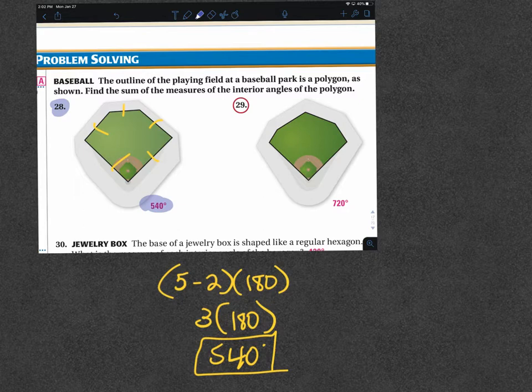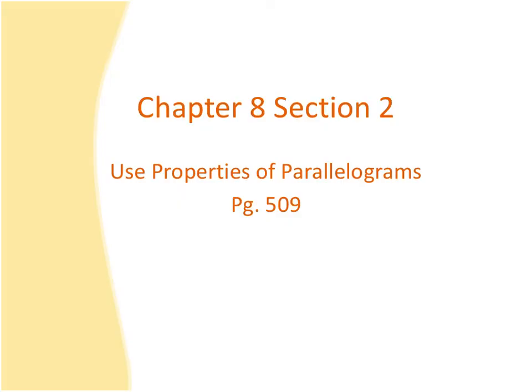Everybody good on 8.1? Okay, so 8.2, we narrow it down to just parallelograms. So in 8.1, it was all of the polygons, right? Now we're going to talk about parallelograms, and we're going to learn a bunch of properties of parallelograms. And then 8.3 goes even narrower into rhombuses, rectangles, and squares.